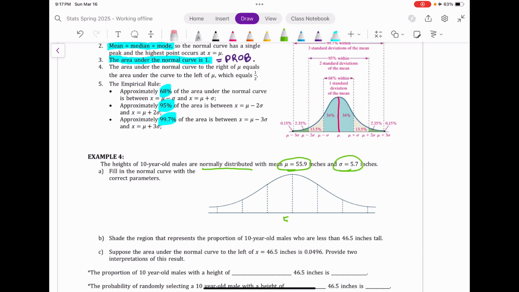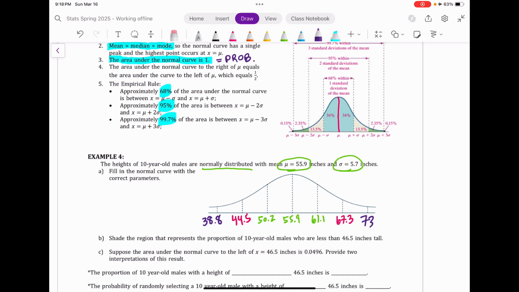So the mean goes right in the middle on the x-axis label. And then to figure out 1 standard deviation above the mean, we just add on 5.7, which gets us 61.1. And for 1 standard deviation below the mean, we subtract 55.9 minus 5.7 to get us 50.2. So repeat this for figuring out 2 standard deviations above and below the mean, and once more for 3 standard deviations above and below the mean to fill out these parameters.